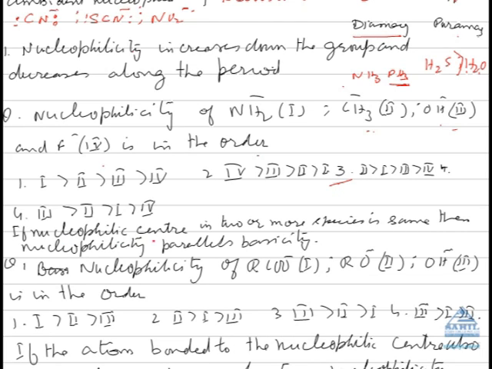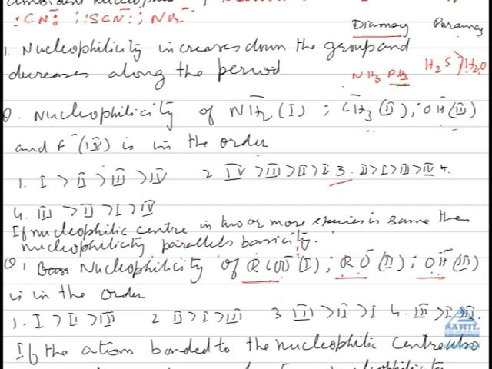If a nucleophilic center is the same in two or more species, then nucleophilicity parallels basicity. So nucleophilicity of RCOO minus, RO minus, OH minus is in the order. In all the three cases, the nucleophilic site is oxygen. And we have just now seen, if the nucleophilic site is the same, then nucleophilicity parallels basicity. So what you do? Add hydrogen, form the corresponding acid. Stronger the acid, weaker the base.